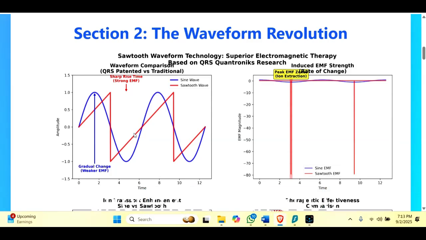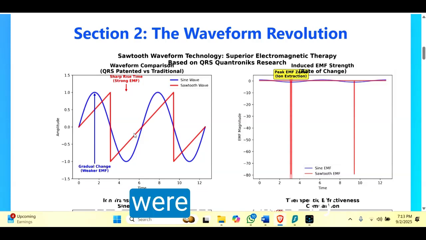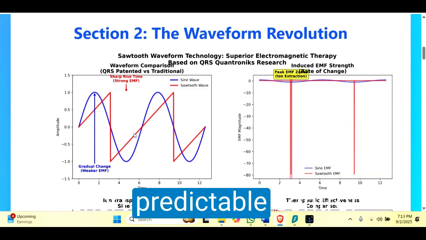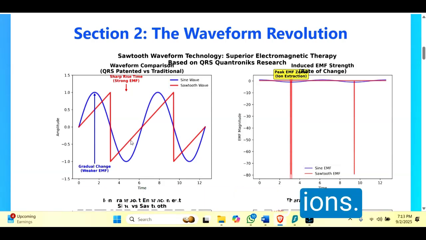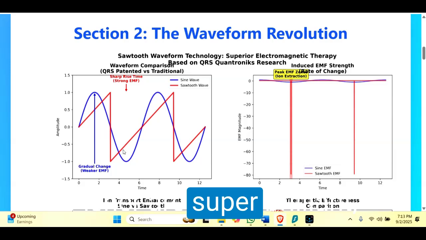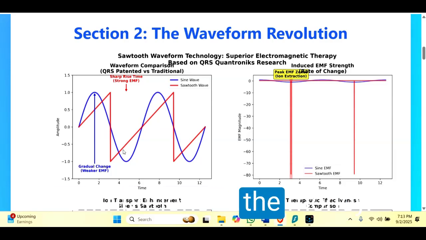So as Dr. Fischer puts it, after more than 3,000 years, during which healers used magnets based on empirical knowledge, we were now able, by means of pulse electromagnetic fields, to exert predictable control on the level of body ions, thus at an atomic and molecular level. Dr. Fischer's super brilliant, but to be honest, one of his biggest contributions is the money.